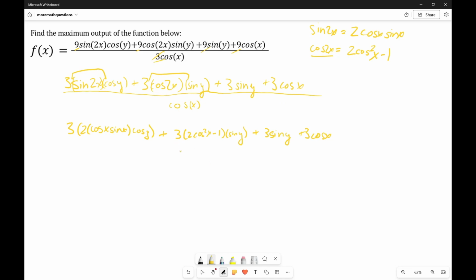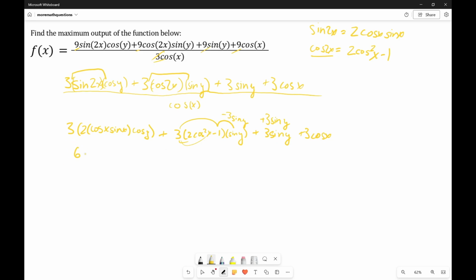But what I see right now is that if we distribute this 3 into this 2 cosine squared x minus 1, and we distribute that with a sine y, this 3 times negative 1 times sine y will become negative 3 sine y, and then this is a positive 3 sine y right next to it, and then that will end up canceling out, which I like. So let's try doing that. Let's just simplify it down as much as we can.